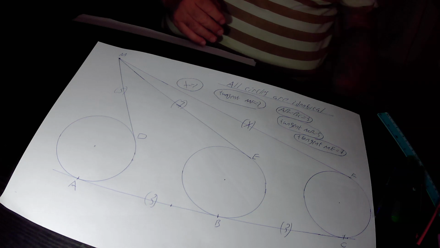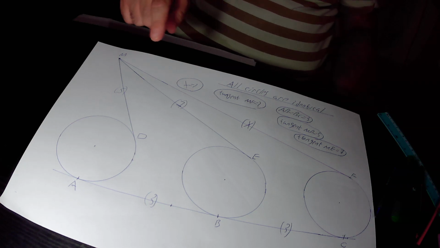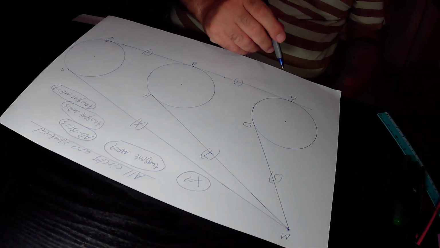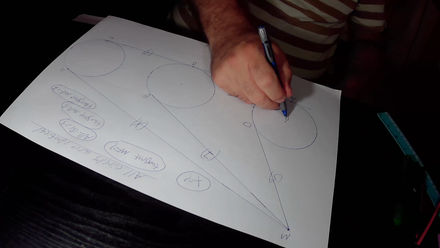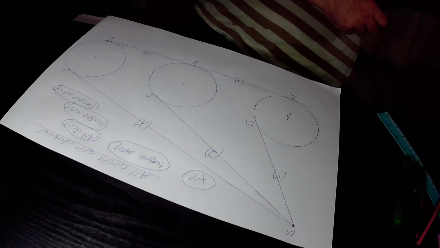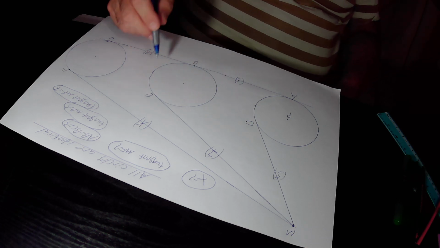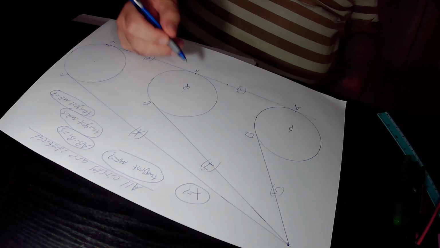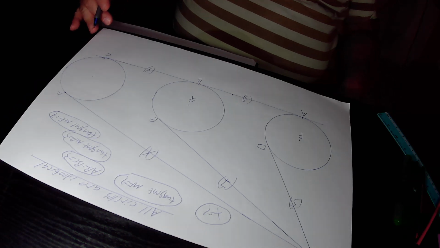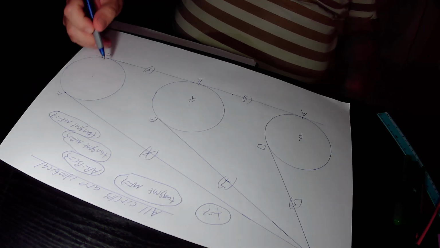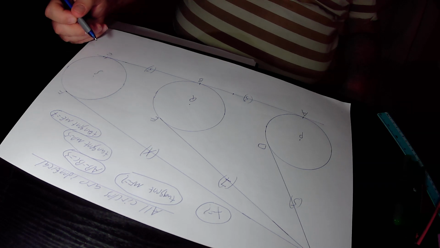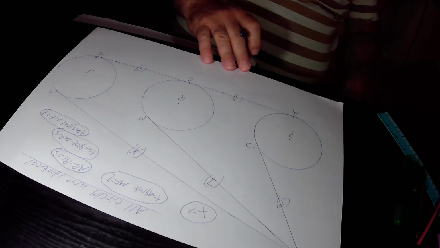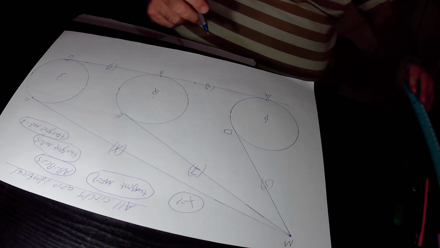So first of all, we define the centers of those three circles. We define the center of this circle as P. We define the center of the middle circle, this point, as Q. And we define the center of the circle as point S. And in the next step, we will join points P and D together by a straight line.